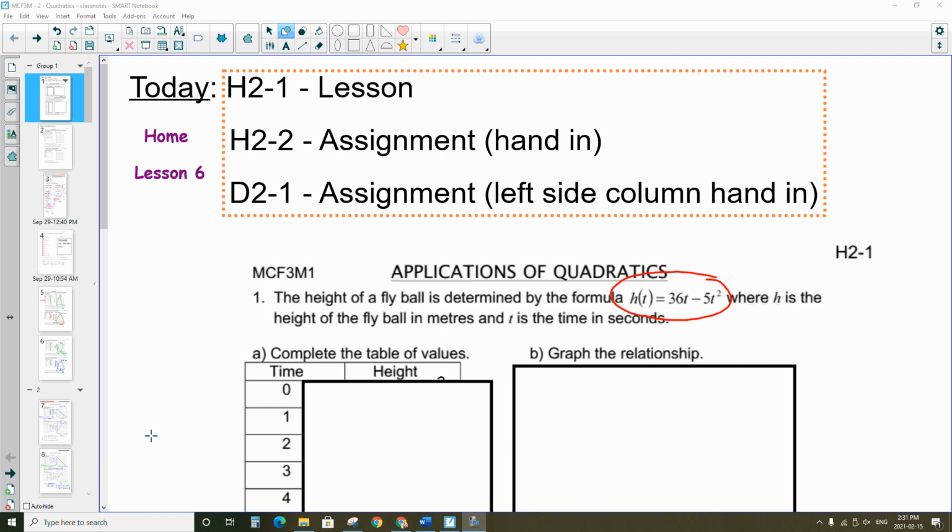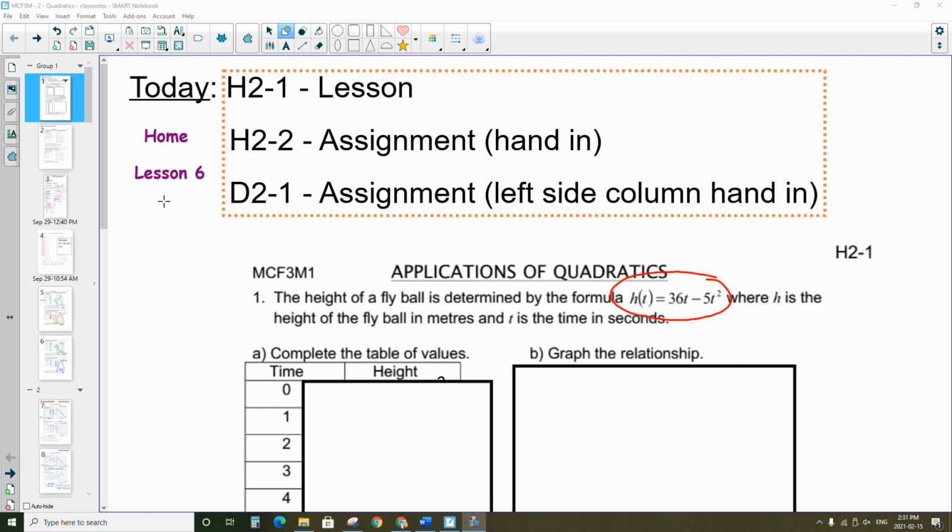I am going to go through handout page 2-1, which is your lesson. Then you will be handing in the second page, handout 2-2. You're going to complete that, take photos, and submit it. Then I will do some examples where I'm going to ask you to write them down on a sheet of paper, and you will be handing in the Do a Tank page 2-1, and it's just the left-hand side.